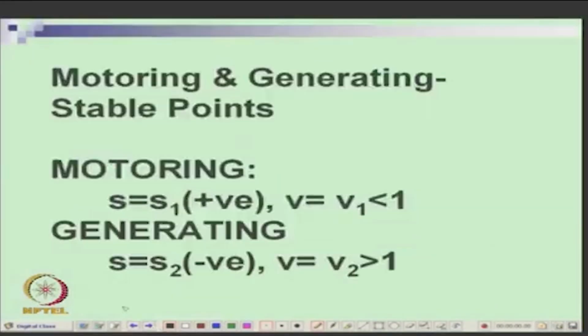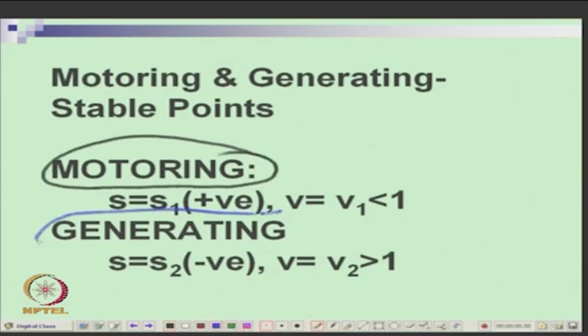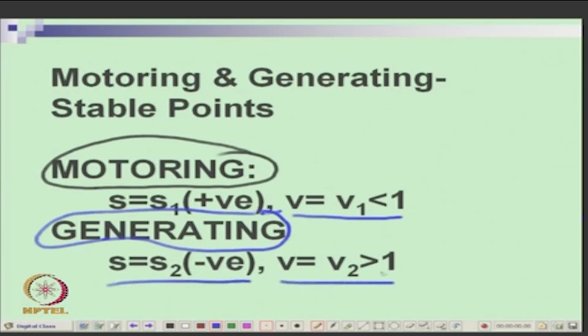Okay. Now, to continue the analysis that we started last lecture, you are aware that there are two broad areas, there is motoring and there is generating. For motoring, the speed will be positive, slip is positive and speed is 0 to 1, less than 1, and slip is negative for generating, that means the speed is more than 1 per unit, right. So, you call this speed nu 1 and nu 2, okay. That is what we have done.